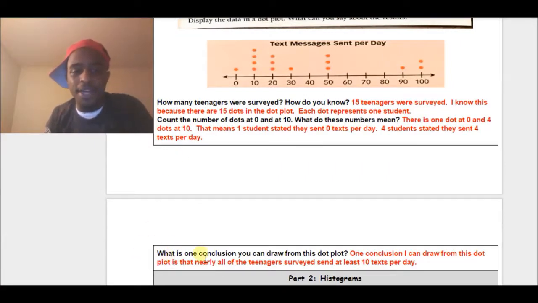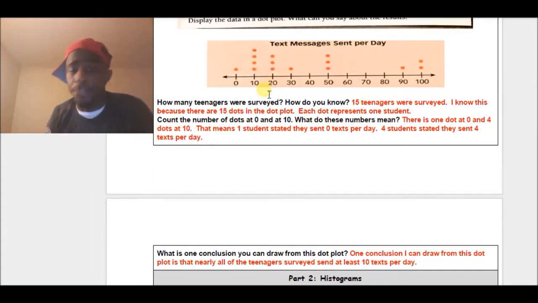All right, so it says, what is one conclusion? Looking out there, this should be on the next page. What is one conclusion you can draw from this dot plot? So one conclusion I can draw from this dot plot is that nearly all the teenagers surveyed send at least 10 text messages per day. And if we see, we only had 1 student said 0. Everyone else said they sent at least 10, if not higher. So we look up here at the graph, that's how we can draw one conclusion.